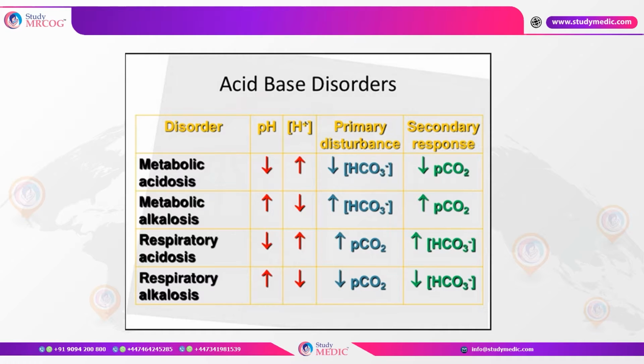Alkalosis is just the opposite. In metabolic alkalosis, pH increases. So does your bicarbonate level, which is the primary disturbance. For the secondary response, we find that the PCO2 also increases.